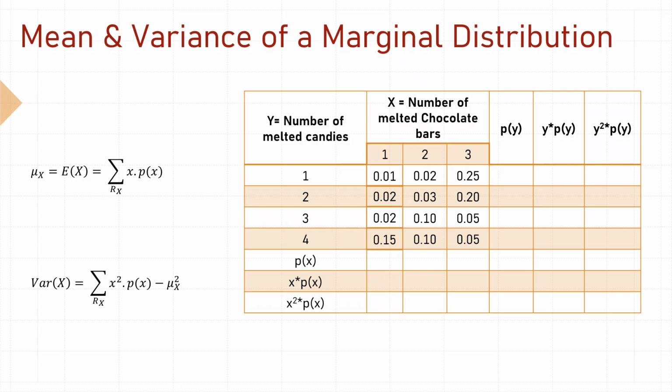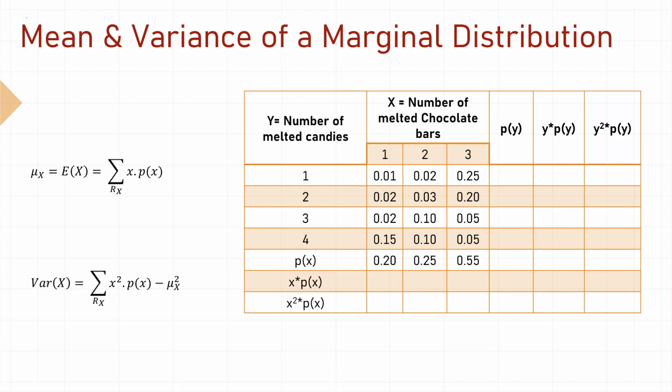We start by finding the marginal distribution of x. To do so, we sum up over the corresponding column for each value of x. For example, the marginal probability of x being equal to 1 is 0.01 plus 0.02 plus 0.02 plus 0.15, which is 0.20. Similarly, we can find the marginal probability of x being 2 and 3 to be 0.25 and 0.55, respectively.